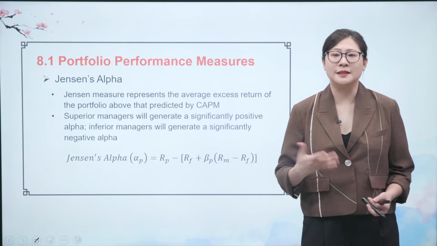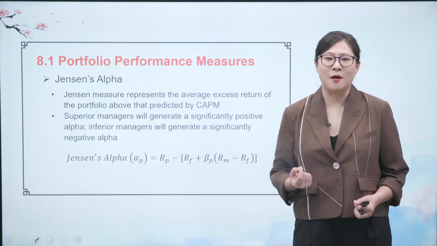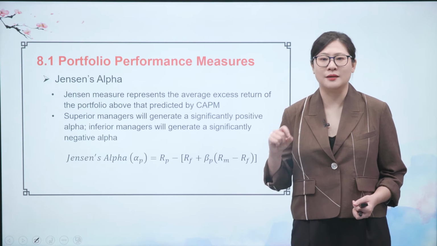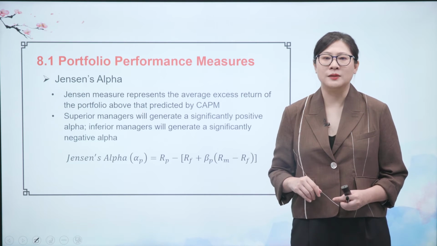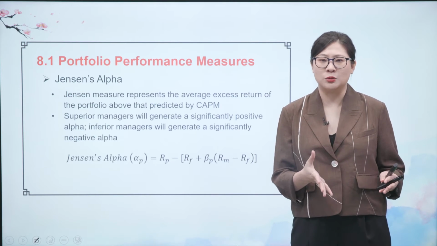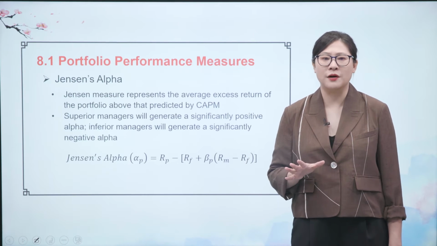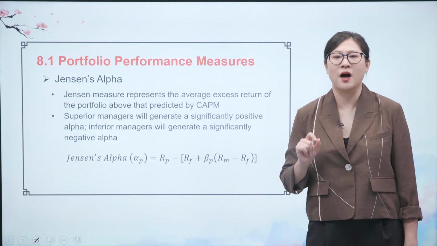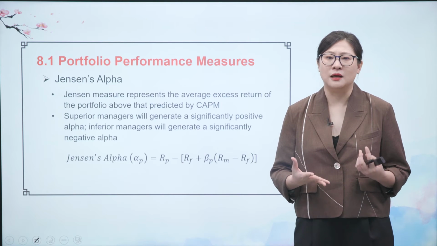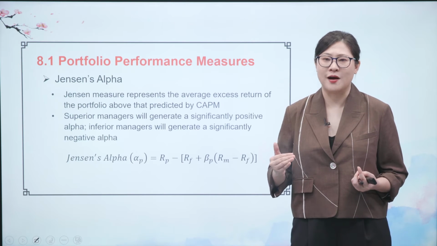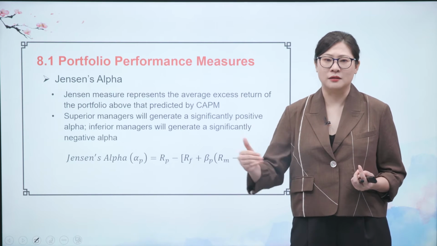Now let's have a look at the third measure, which is Jensen's alpha. Jensen's alpha represents the average excess return of the portfolio above that predicted by the CAPM. So that's the average excess return minus the CAPM expected return. A superior manager will generate a significant positive alpha. So if the mutual fund manager gets a higher positive alpha, it means they can earn much more return for their investors. The higher the better.